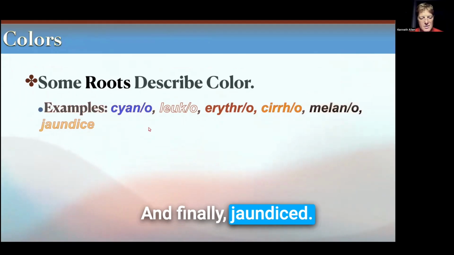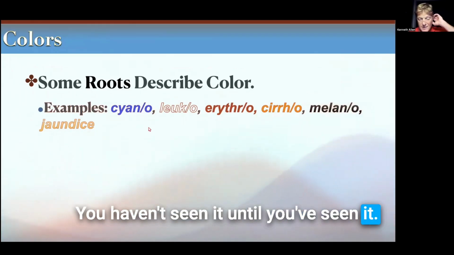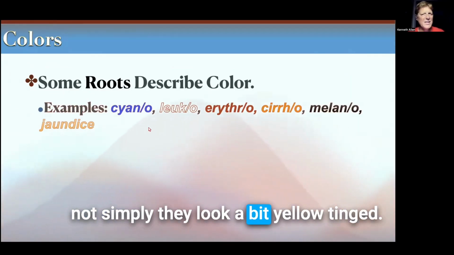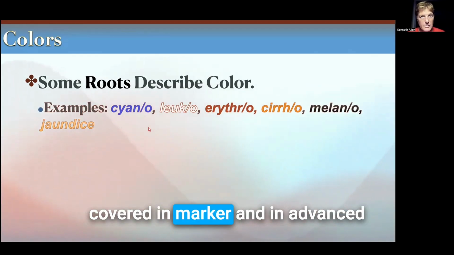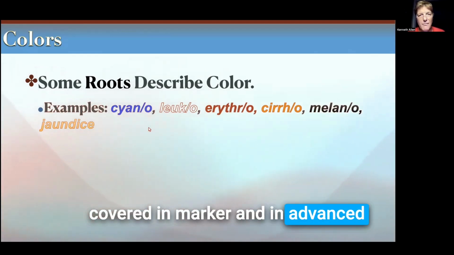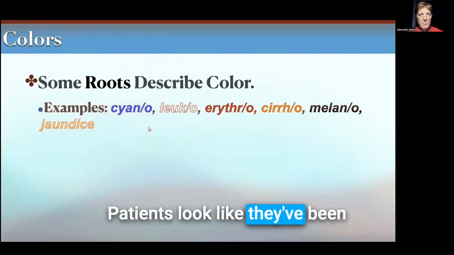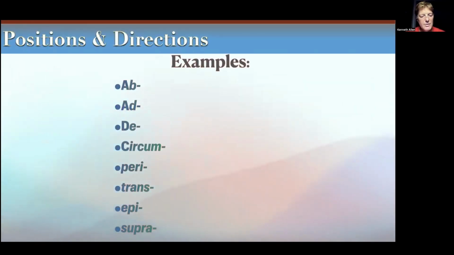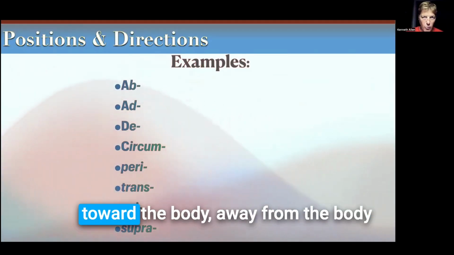And finally, jaundice. And we talk about jaundice a lot. You haven't seen it until you've seen it. And when you have, you'll notice it is not simply they look a bit yellow tinged. These patients look like they've been covered in marker. In advanced jaundice, liver failure, end-stage cancer, patients look like they've been painted up with highlighters. It's incredible.